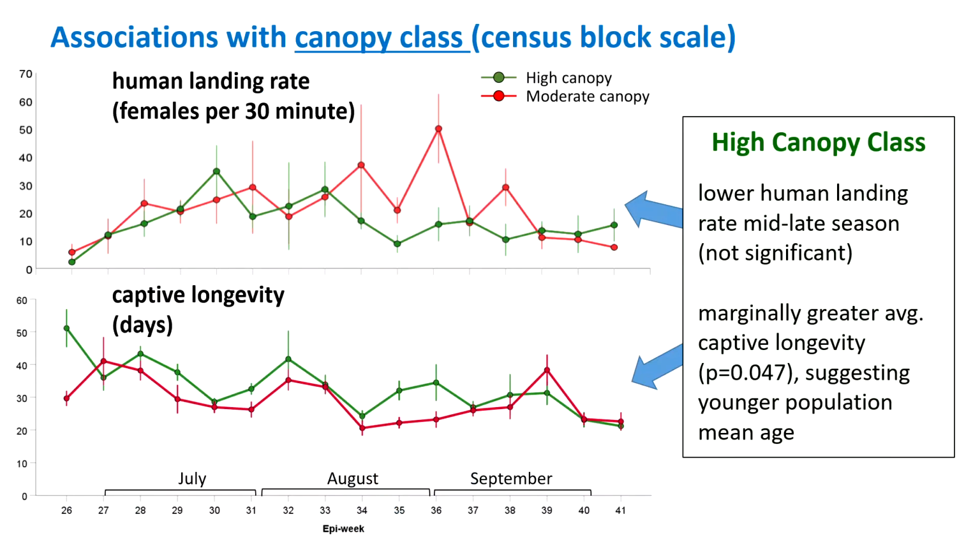And so the other main aim of this study was to look at the environmental effects of canopy structure. One measure was overall density at the scale of a neighborhood, a US Census block. Unfortunately, what we found is there was really no or very limited relationship to either of our two measures. We didn't see any differences between the high and moderate canopy in landing rate and really minimal differences with captive longevity.